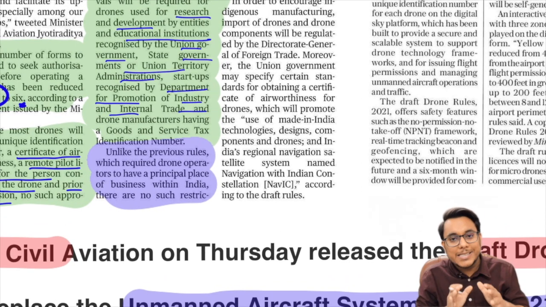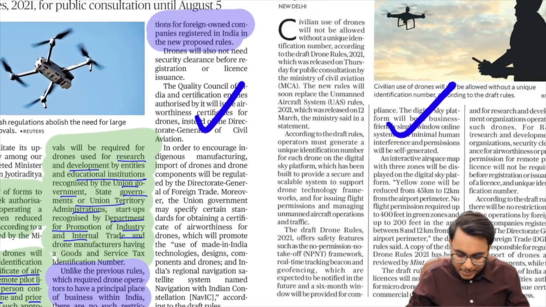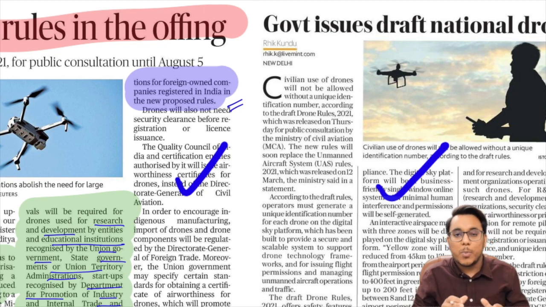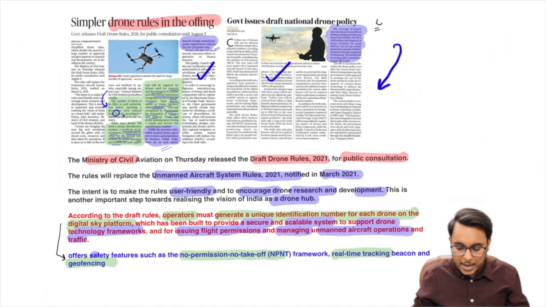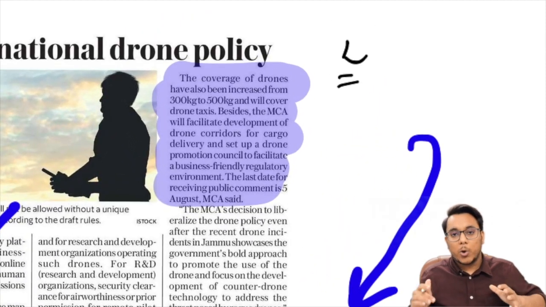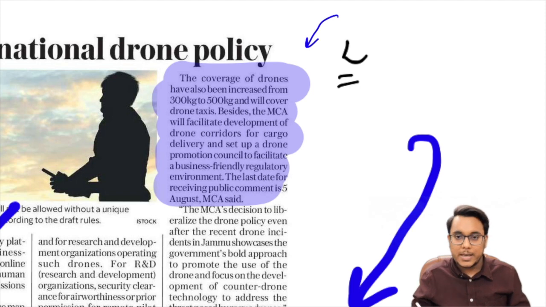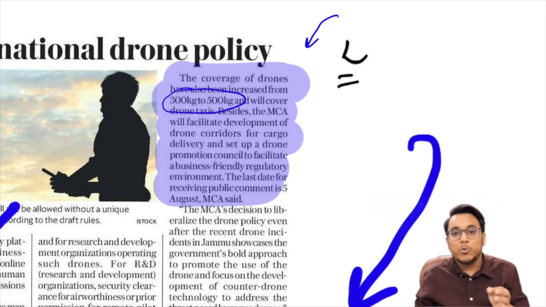It was said that the principal place of business needs to be India, but now the foreign operators have also been allowed to operate the drone. So a kind of liberalization is also coming into this particular aspect. Now guys, it has been provided that with respect to the drones, one more important aspect is also there, that the capacity of the drones is also being increased from 300 kg to 500 kg.